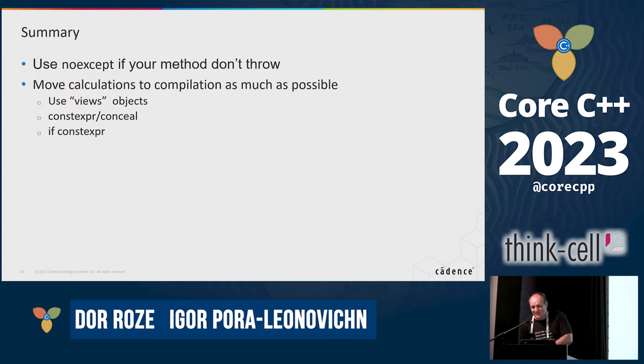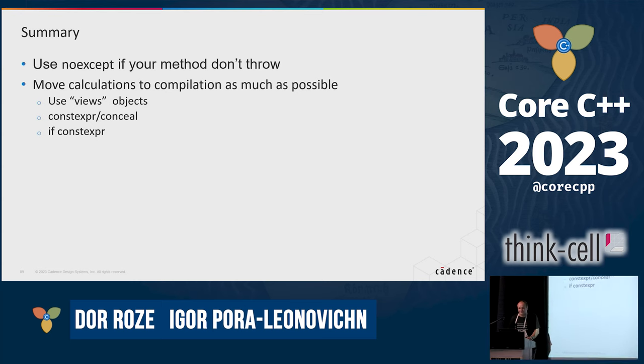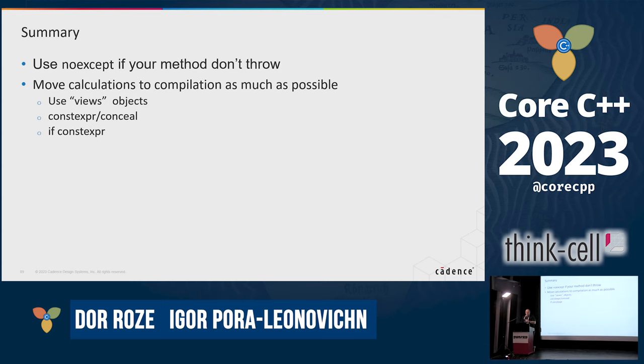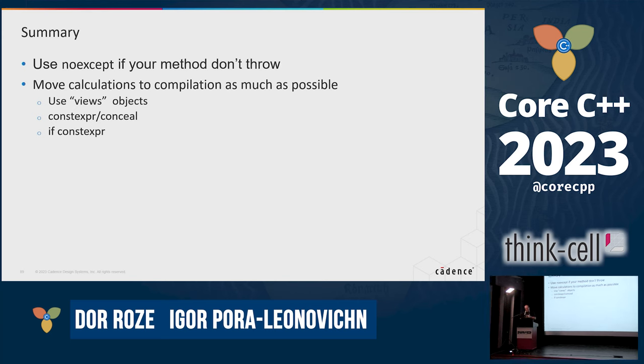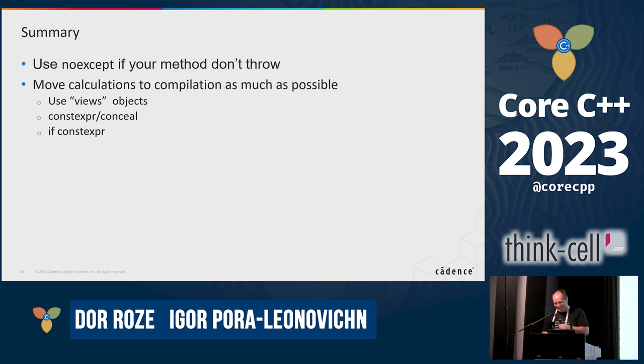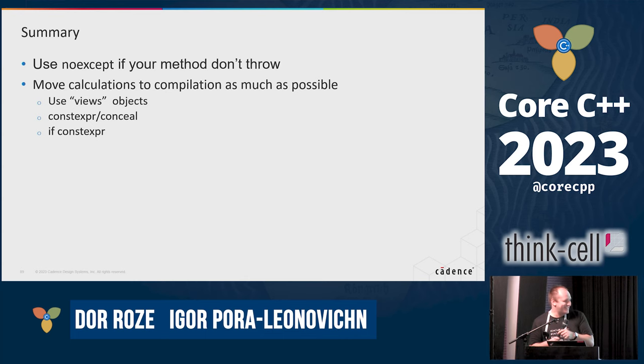Any questions, comments? If you mark a function noexcept and it throws, what would be the result? std::terminate will be called, so it can crash. So you need to be certain that your function doesn't throw, because it's usually better to have slower performance but not crash, in most cases.